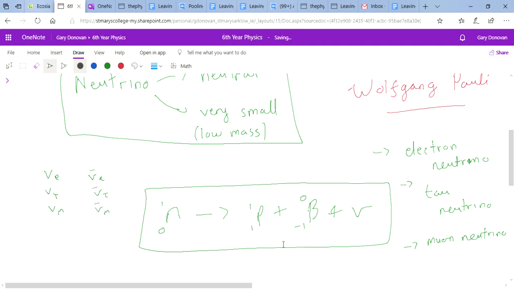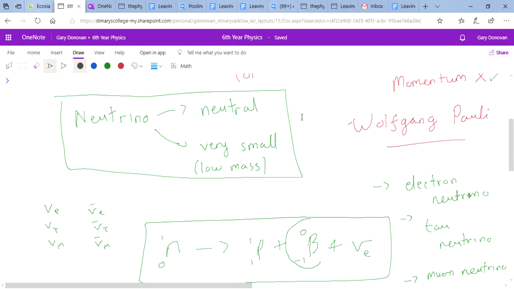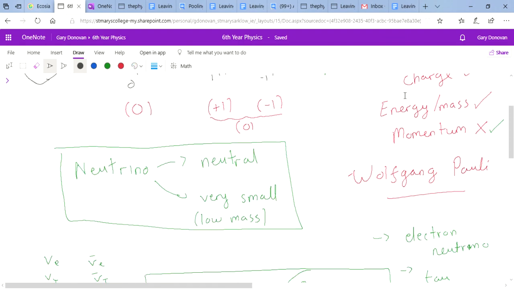Last thing, for the antiparticle, if this is the symbol for an electron neutrino, the symbol for an anti-electron neutrino is this. Okay, so that's basically all you need to know with it. You just need to make sure you learn it, and I'll give you a question which asks a little bit about neutrinos so you get a feel for what they tend to ask with this.